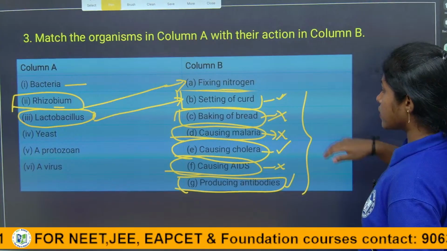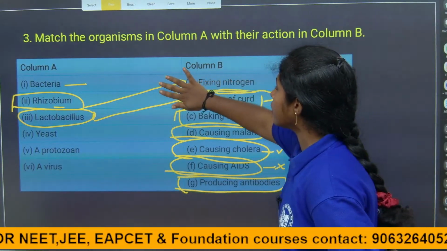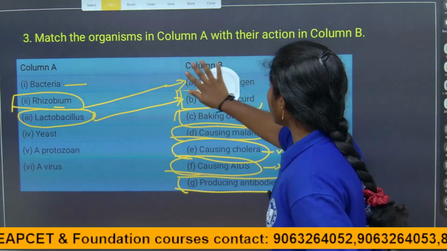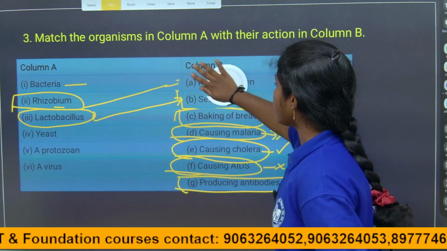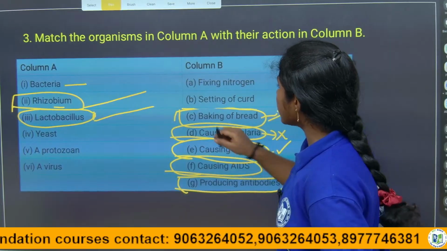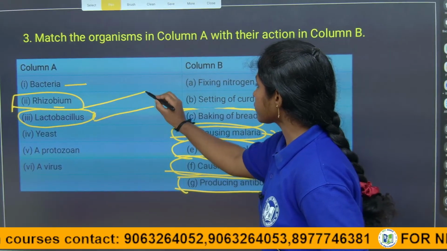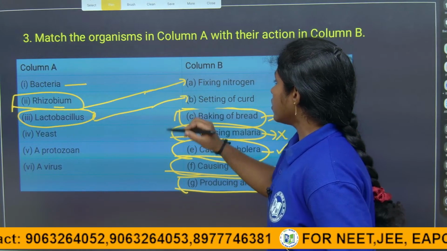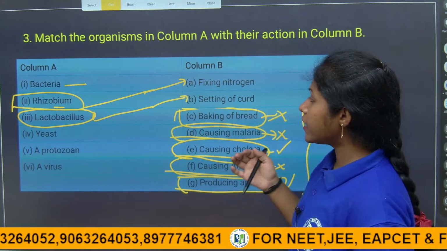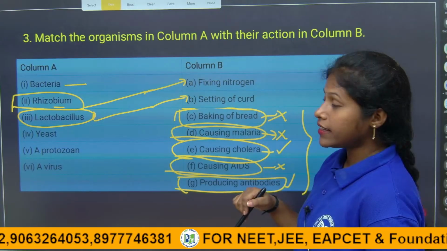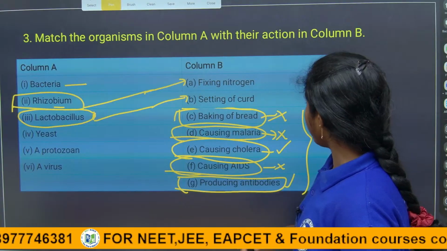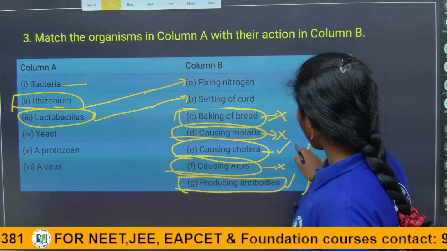So, it is a correct answer; for the question, the answer is apt. Here the setting of curd is due to the lactobacillus bacteria. This is how we eliminate the 2 options from the bacteria. Next, yeast, they are asking. So here, how many are left, children? There are 2 left.